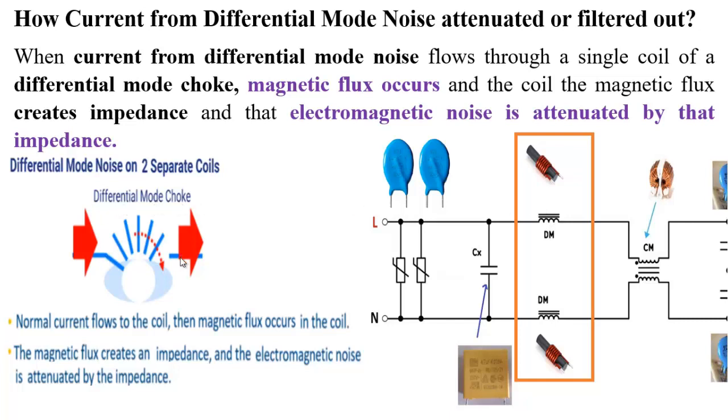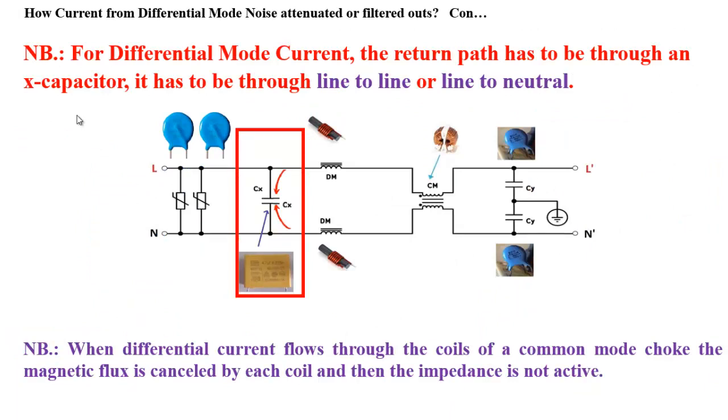In a differential mode choke, normal current flows to the coil, then magnetic flux occurs in the coil. The magnetic flux creates an impedance and the electromagnetic noise is attenuated by the impedance. Application for DM. Application for DM continued.